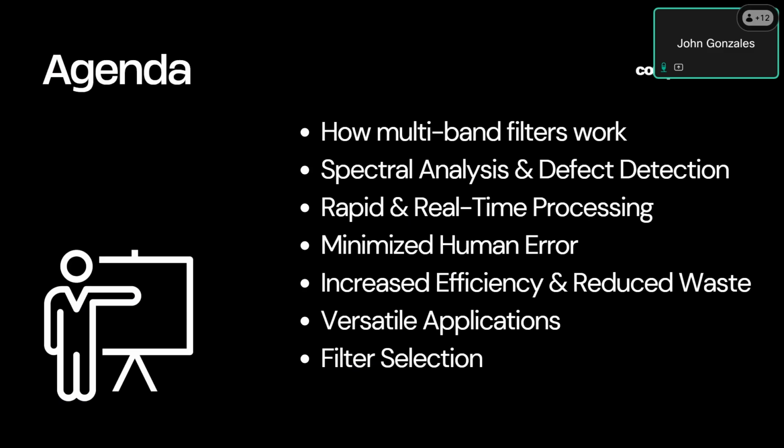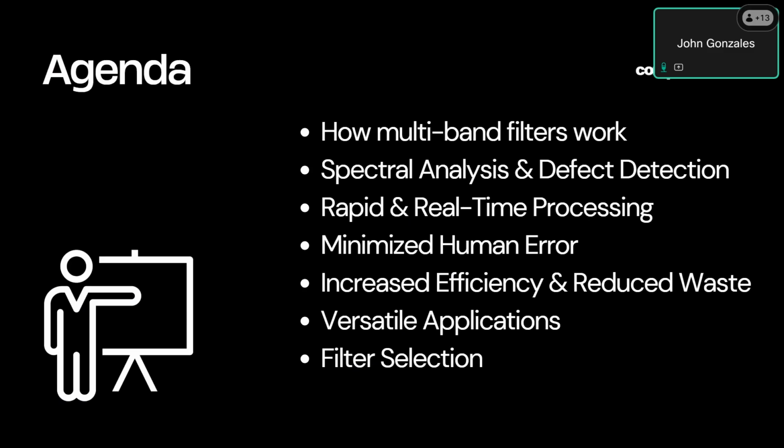Rapid and real-time processing. This technology enables high-speed sorting on production lines with immediate sorting decisions, reducing manual sorting time. Minimize human error. Automated systems using multi-band filters ensure consistent, objective quality assessment, reducing subjective manual mistakes.